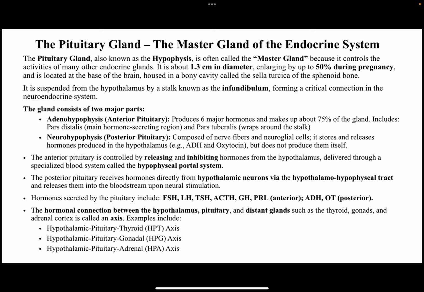Then the communication also continues from the pituitary gland to the secondary gland, for that gland to also act. Is that okay? And that forms something we call an axis in the endocrine system. We have something we call a hormonal axis, and that is the next thing we are going to look at. So the hormonal connection between the hypothalamus, the pituitary, and the distant glands, such as the thyroid gland, the gonads, and the adrenal cortex, is called an axis.